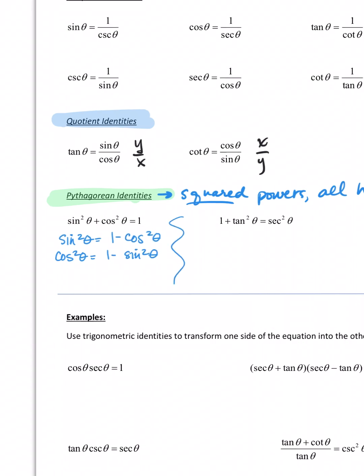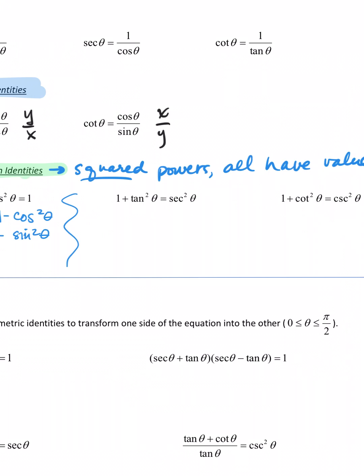What about the next one? Same idea. We're just going to do a little bit of rearranging. So what if I want to solve for 1? 1 would equal secant squared theta minus the tangent squared theta algebraically, right? What if I wanted to solve for tangent squared? Oh, I could just subtract 1 from both sides. So keep in mind, those are possible trig identities. Even though you may not see them in this form on your chart, you have this form and you do have the freedom algebraically to rearrange as needed.